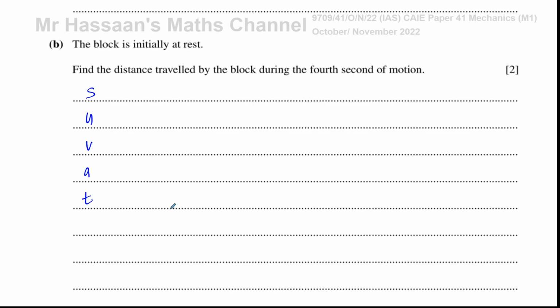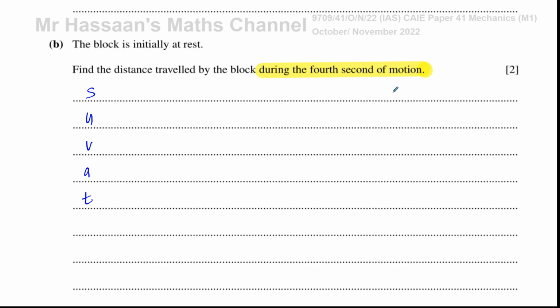Okay, so we want to find the distance traveled during the 4th second. Now this is very important. A lot of students mess up with this question here. During the 4th second of the motion. What does that mean? It doesn't mean for the first 4 seconds. It means during the 4th second.